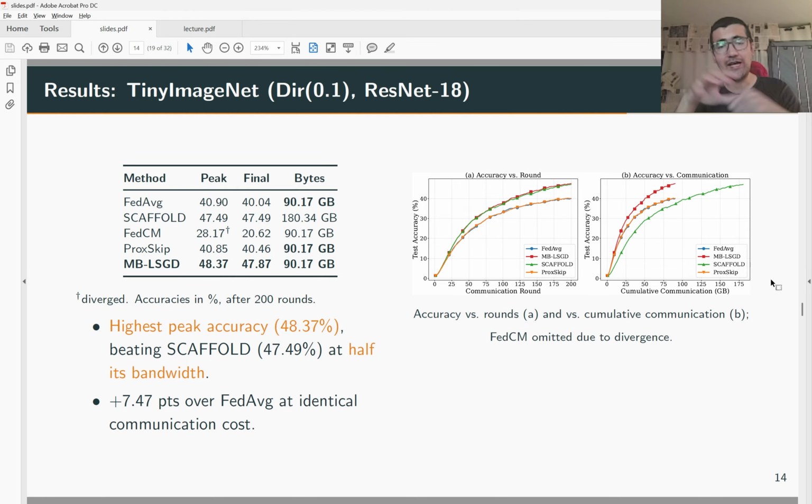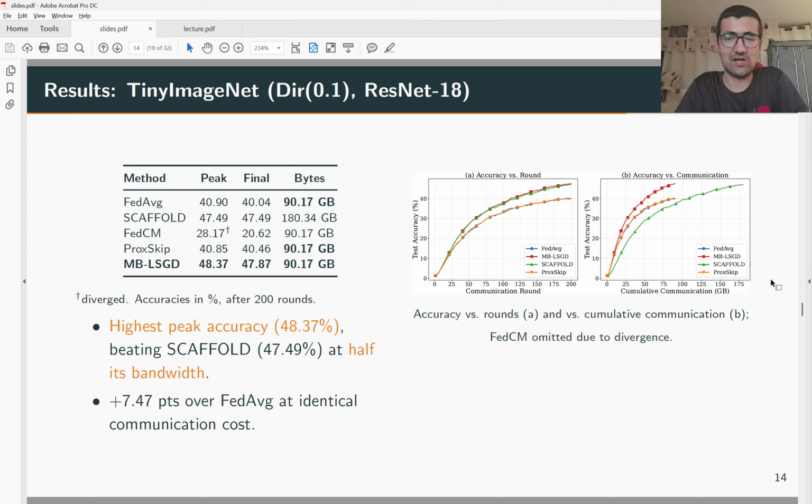On the larger tasks, the gap opens up and drift correction really pays off. MB-LSGD reaches the highest peak accuracy, 48.37%, ahead of SCAFFOLD at 47.49. And we do it at half SCAFFOLD's bandwidth, 90 gigabytes versus 180.